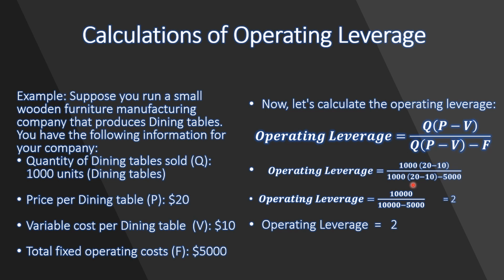P is the price per unit. V is equal to variable cost per unit. 5000. What is 5000? 5000 is total operating fixed cost. So all the information is available in the formula, in the question. Whatever is required for the formula is available in the question. So by applying the equation, you get the final answer as 2. So the operating leverage of the company is 2.